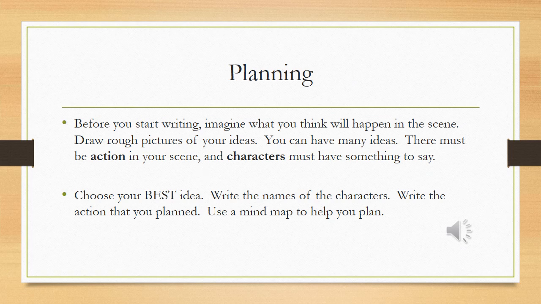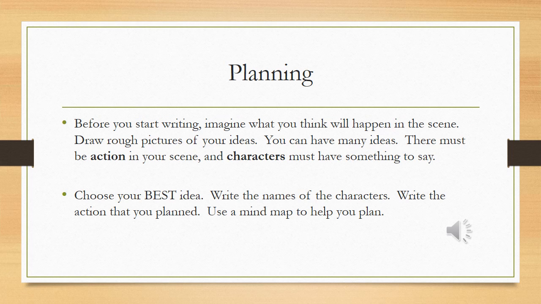Grade 8, let's recap on the writing process. Planning. Before you start writing, imagine what you think will happen in the scene. Draw rough pictures of your ideas. You can have many ideas. There must be action in your scene, and characters must have something to say. Think about the characteristics, the plot, the setting. All these things you need to keep in mind when you do your planning.